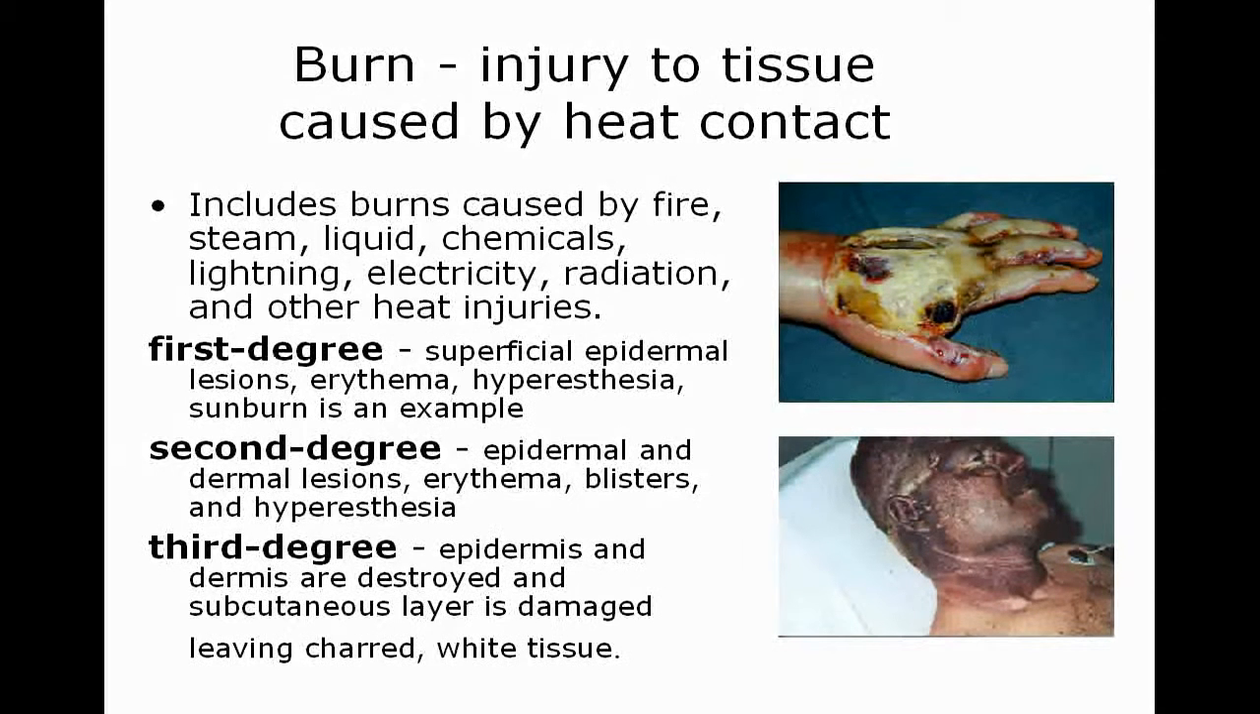With a first degree burn, it's just the outer layer. There'll be redness, like a sunburn's a first degree burn. The second degree burn, there's redness and there's blister formation. The third degree, the epidermis and dermis are destroyed, and there'll be just a layer of charred white tissue left under the subcutaneous layer. The treatment of the burn depends on how severe the burn is and the area of body that is affected by the burn.